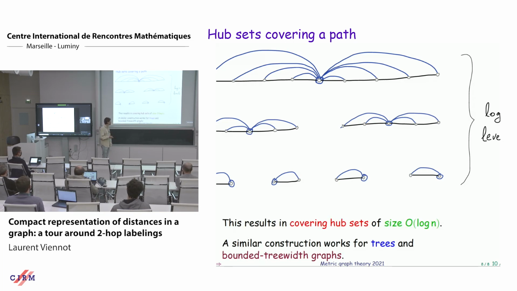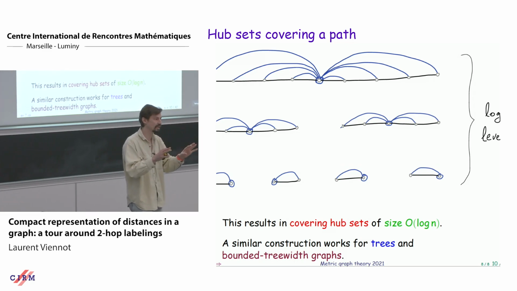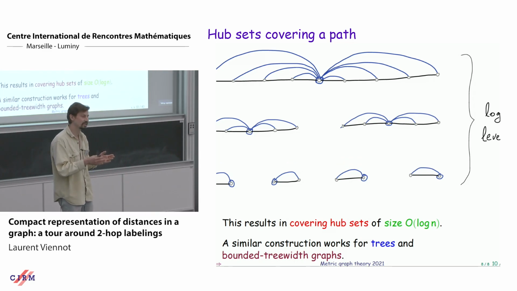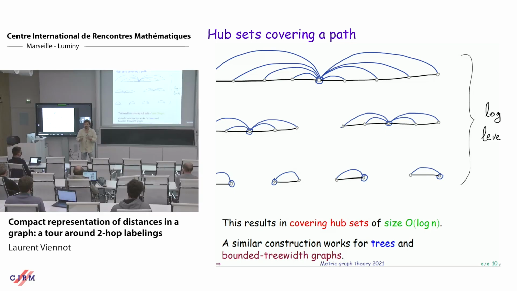So you have upsets of size log n, and you can note that this idea works also for trees. If you have a tree, you just take a centroid and you do exactly the same thing. And if it works for trees, it works as well for bounded treewidth graphs. You take a separator of size treewidth plus 1, which is a kind of centroid, and you recurse exactly the same way. And you will get upsets of size t log n, where t is the treewidth. So this is a very basic idea and very powerful already.